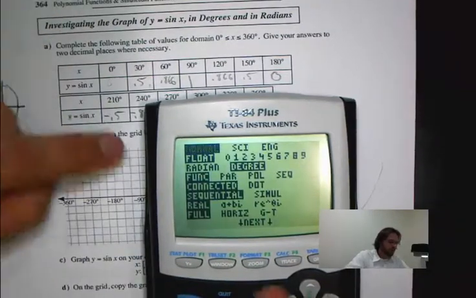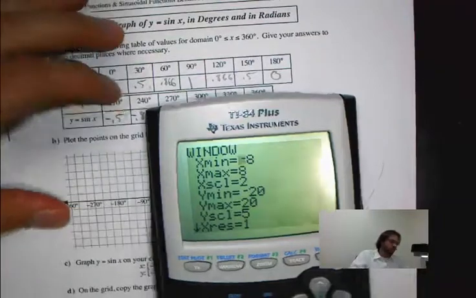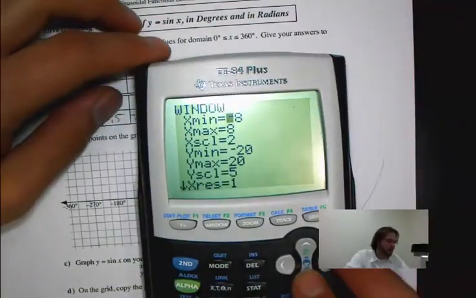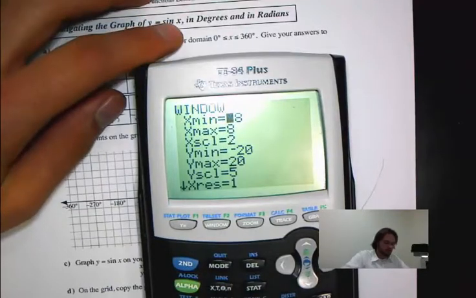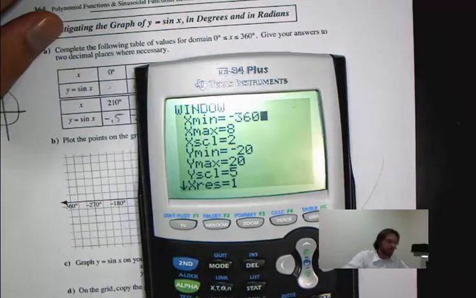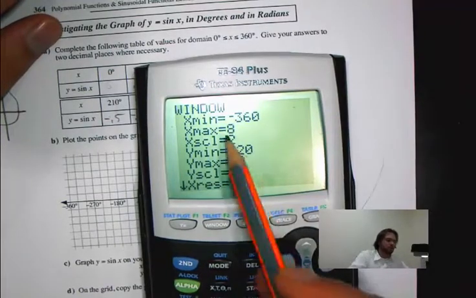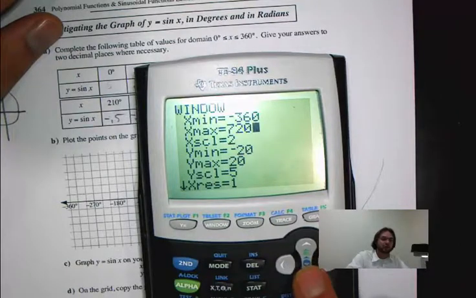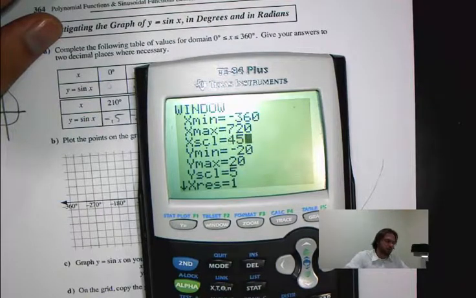So if I'm in degrees, then my window is in degrees, so I have to go to 360, or I'm going to go bigger. My x min I'm going to say is 0, and my x max I'm going to say 720, because I want two full circles. My scale, I'm going to count by maybe 45s. So every 45 degrees it counts.